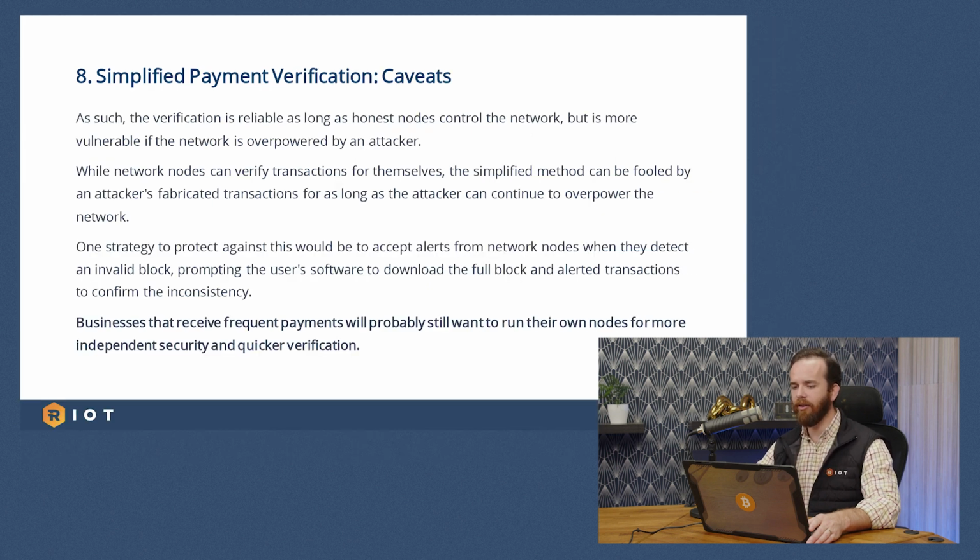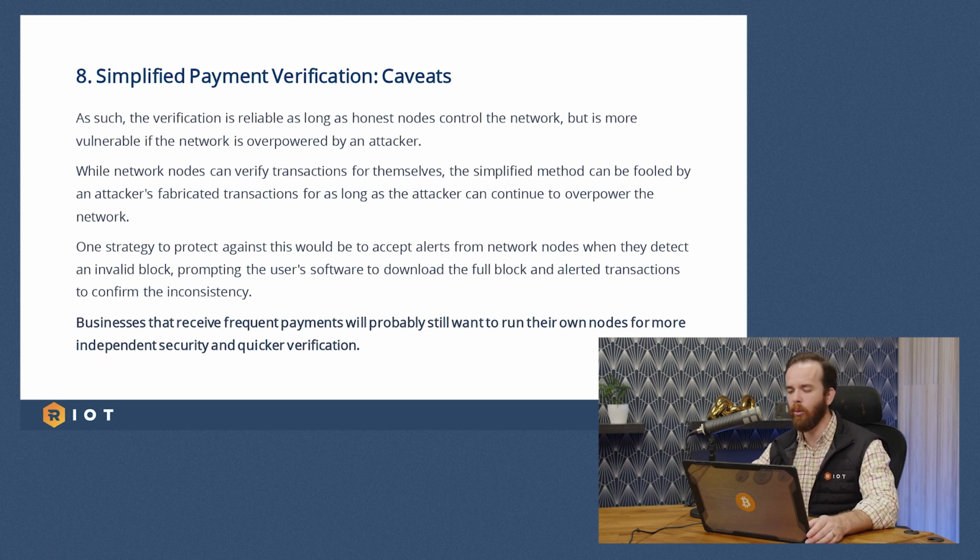Okay, as such, the verification is reliable as long as honest nodes control the network, but is more vulnerable if the network is overpowered by an attacker. While network nodes can verify transactions for themselves, the simplified method can be fooled by an attacker's fabricated transactions for as long as the attacker can continue to overpower the network. And that's among a lot of different vulnerabilities. So one strategy to protect against this would be to accept alerts from network nodes. We don't do that. It never became a thing. When they detect an invalid block, prompting the user's software to download the full block and alerted transactions to confirm the inconsistency.